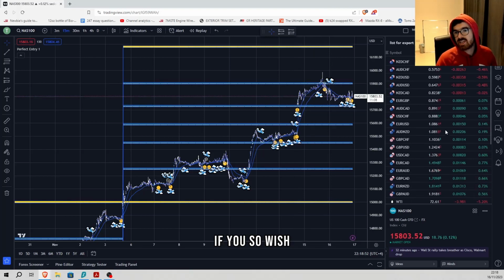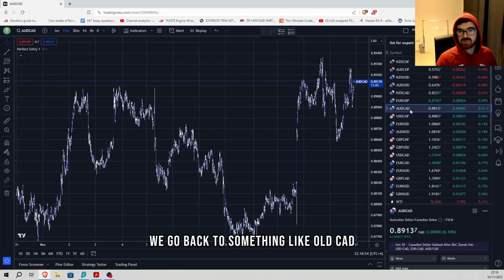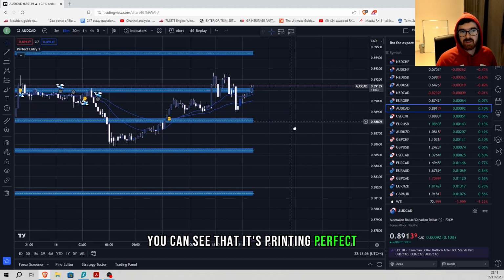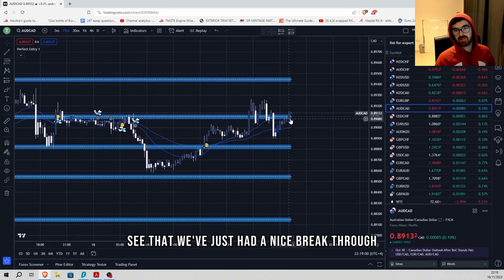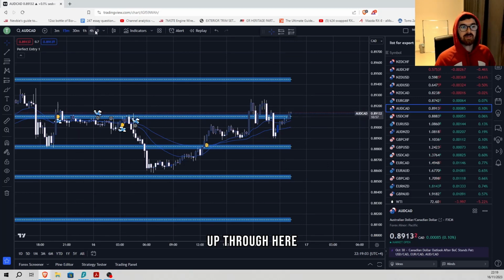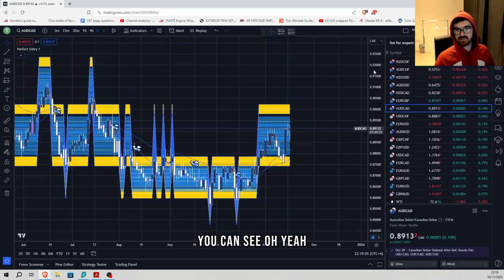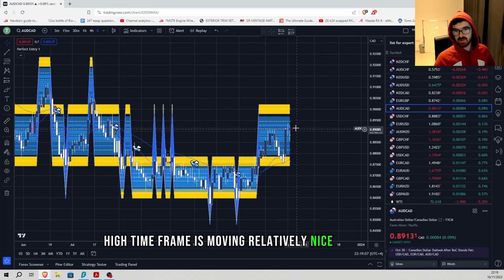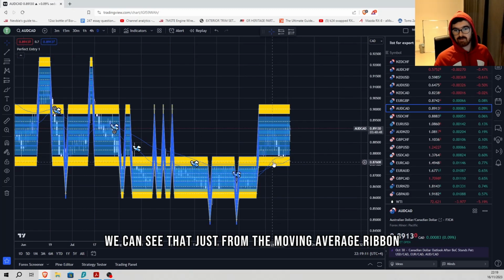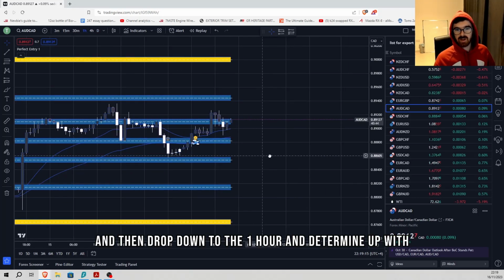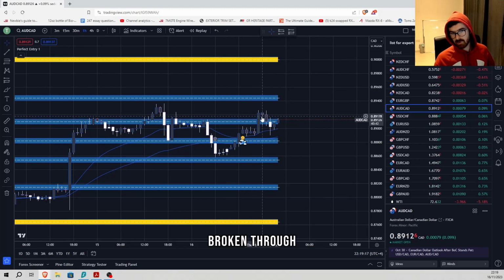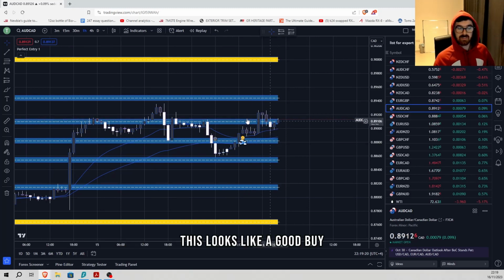If we go back to something like OrdCAD, you can see that it's printing perfect support and resistance levels. You see that we've just had a nice breakthrough up through here. If we were to jump onto a high time frame, you can see, oh yeah, high time frame is moving relatively nice and bullish. We can see that just from the moving average ribbon, where you've got those 2 nice moving averages. We can then drop down to the 1 hour and determine, we've broken through, pulled back and retested. This looks like a good buy.